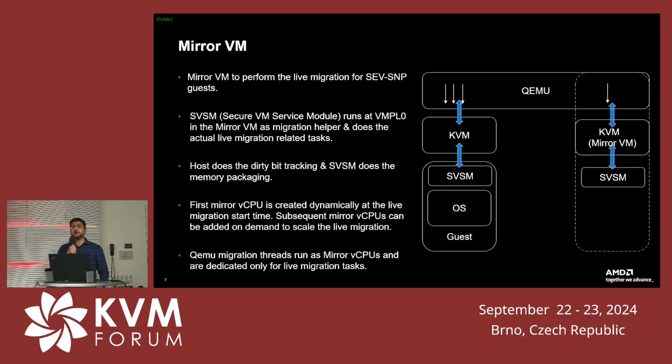The only difference is it uses a different KVM object. The first mirror vCPU is created as the live migration starts, and we currently spawn the mirror vCPU on this mirror VM when we start the live migration from the QEMU process. And if we need more mirror vCPUs, we can spawn them on demand to scale the live migration. These mirror vCPUs are dedicated only for live migration. They go to the guest VM context at SVSM layer, then come back and do the task of packaging and transferring the memory, the encrypted memory.